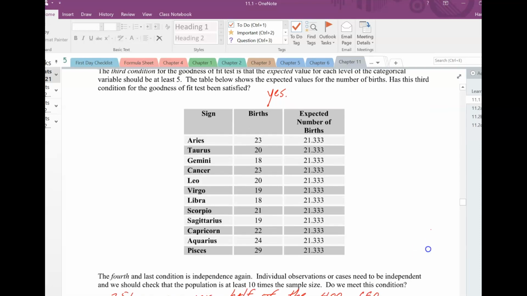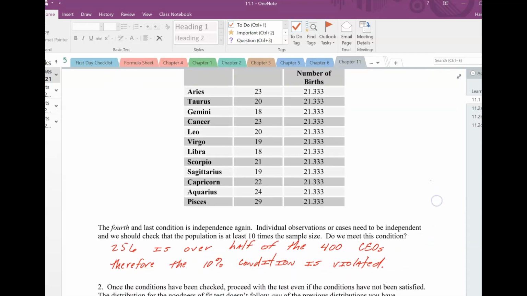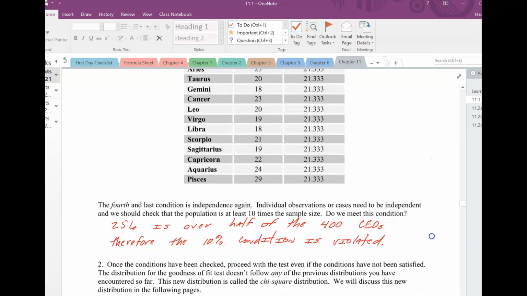The fourth condition is independence. This is the 10% condition. So we've done sampling without replacement. However, this one is actually violated. 256 is more than half of 400. So we have sampled more than 10% of our stated population. So this condition also is violated. So in this situation, we don't clearly have randomness met, and the 10% is definitely violated.